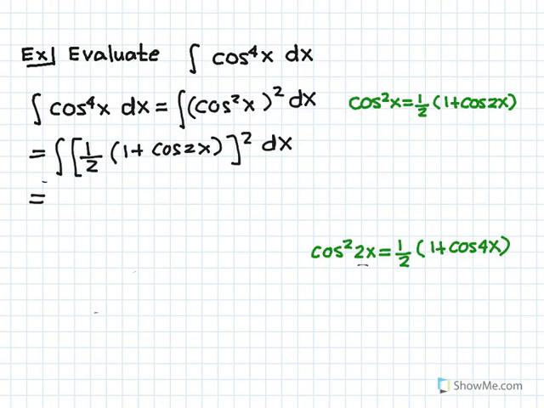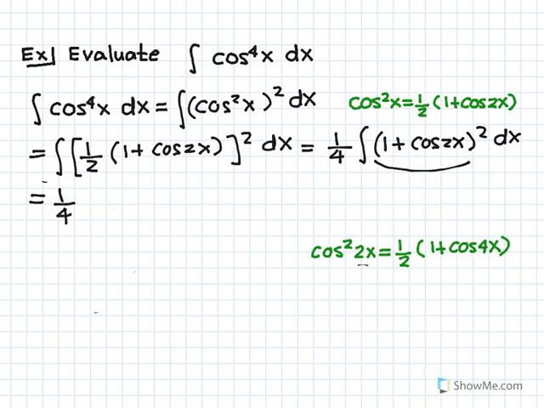Now let's simplify the integrand. 1/2 squared is just going to give us 1/4. We pull that right out of the integral because it's a constant. We get 1/4 times (1 plus cosine 2x) all squared. Now let's expand the integrand and simplify. We get 1/4 integral. 1 squared is 1. And we take twice these two terms, so it's 2 times 1 times cosine 2x. That's going to give us 2 cosine 2x, plus, and square this term, we get cosine squared of 2x.